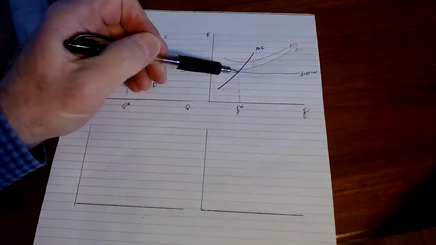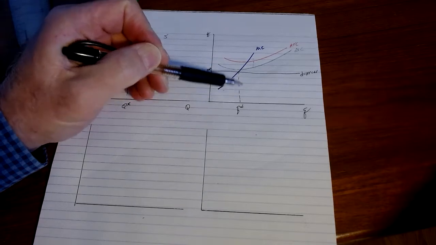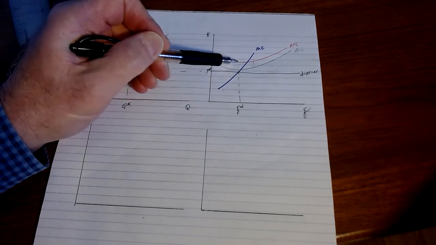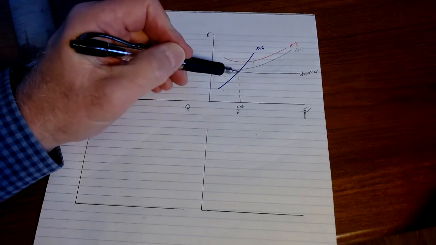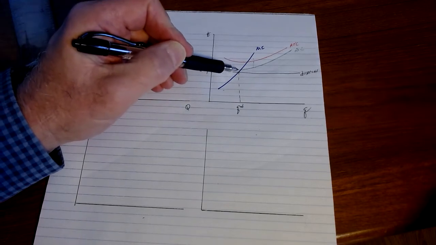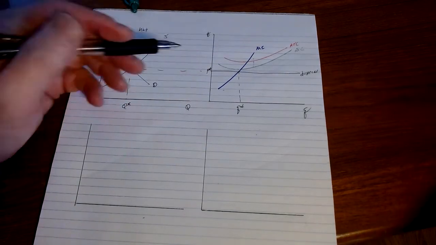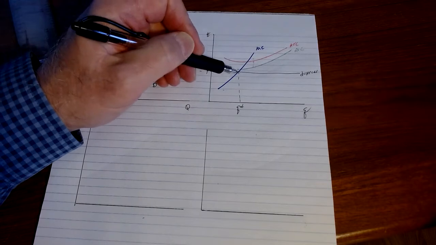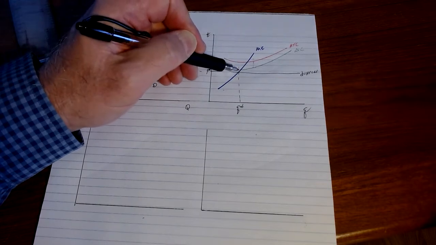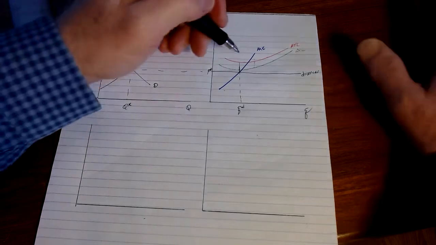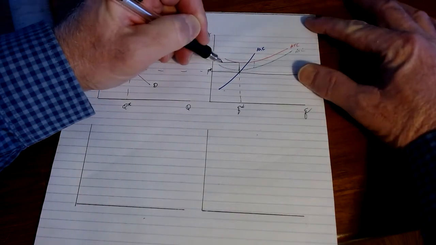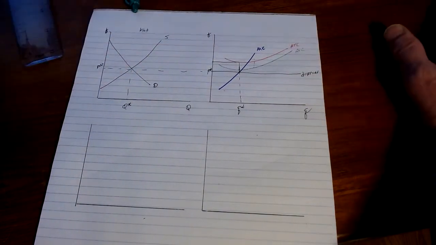In this case, the firm's revenue per unit is less than its cost per unit. So again, the firm is losing money. But what's different is that now the average variable cost is above the demand curve. That means that if the firm stays open, it's going to have a loss per unit equal to this entire distance and a total loss equal to this entire rectangle.